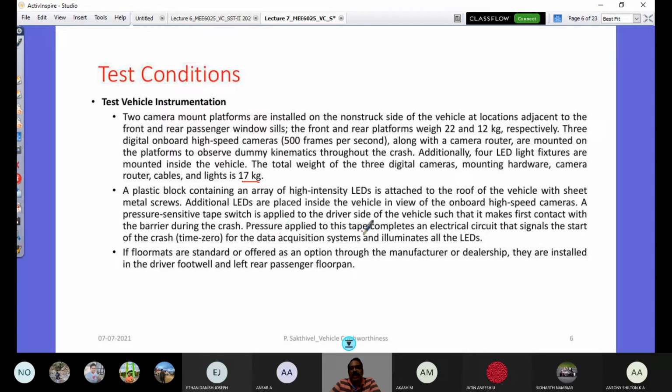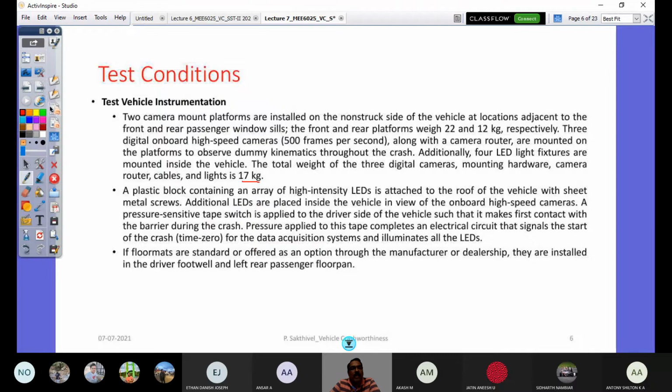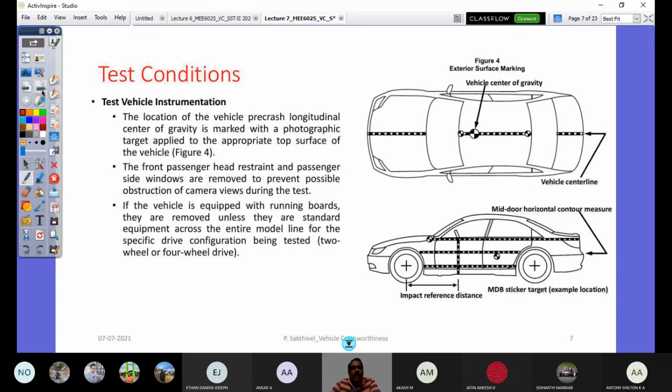The pressure applied onto the tape completes the circuit. So this acts as a switch to start the zero time, and so on, what we have discussed in the morning. So similar procedure here as well.